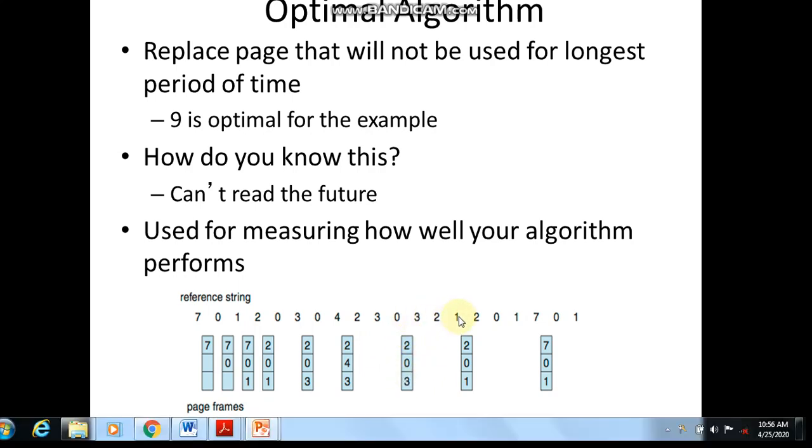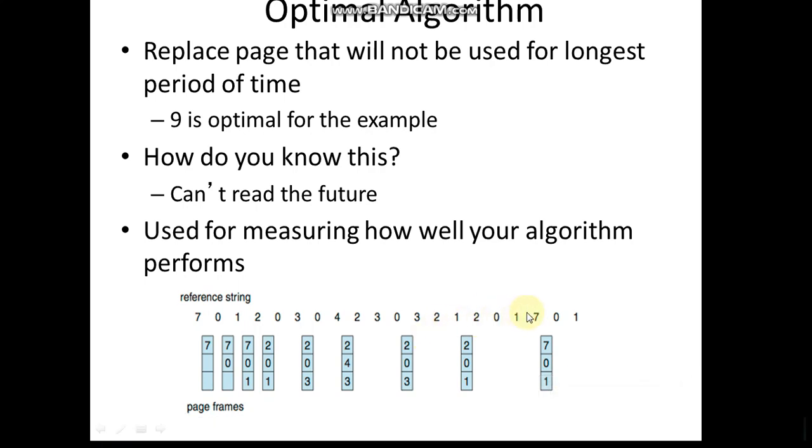When it reaches 1, it has caused a page fault because this is not available in the main memory. We have to replace one of the pages from 2, 0, 3. So which is the victim frame, which is not going to be used for the longest period of time in the future? Just look towards the right hand side of this particular bit. So 2 is immediately needed, 0 is needed, so 3 is not needed. So 3 has to be replaced by 1.